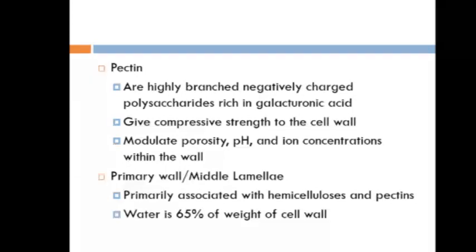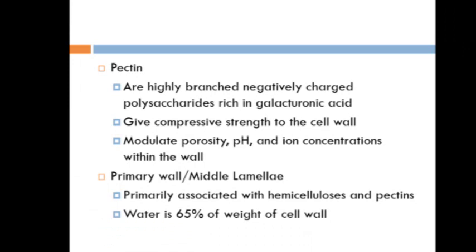It modulates porosity, pH and ion concentration within the cell. It modulates the porosity so that it is porous, meaning water can enter and leave. Even the pH and ion concentration are moderated within the cell. In the primary cell wall there is the middle lamella. The primary wall is associated with hemicellulose and pectin. Water is 60% of the weight of the cell wall. 60% of the weight of the cell wall is what? It is water.